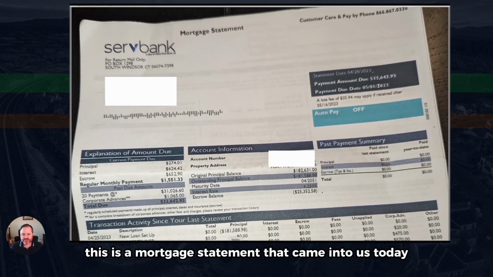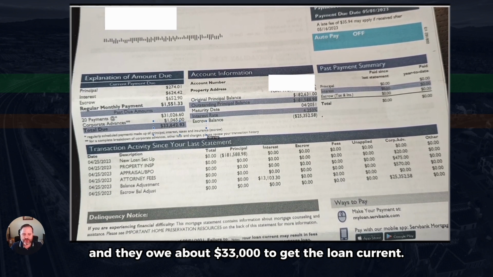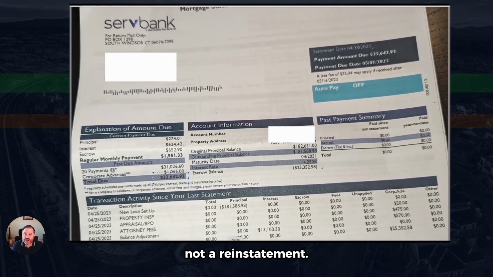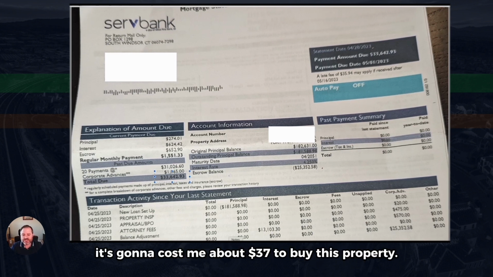We have a property. This is a mortgage statement that came into us today, and they owe about $33,000 to get the loan current. Now, this is not currently in foreclosure. This is just a monthly statement, not a reinstatement. Realistically, I'm going to see 33 here. I'm going to assume it's closer to 35 by the time I get it brought current. With my closing costs, it's going to cost me about 37 to buy this property.